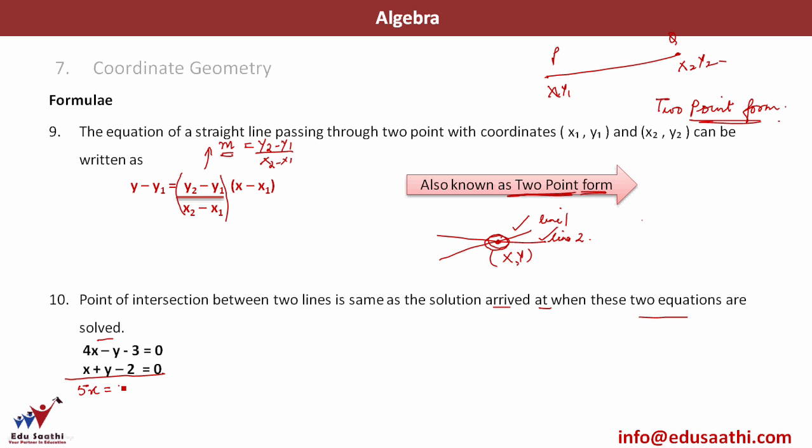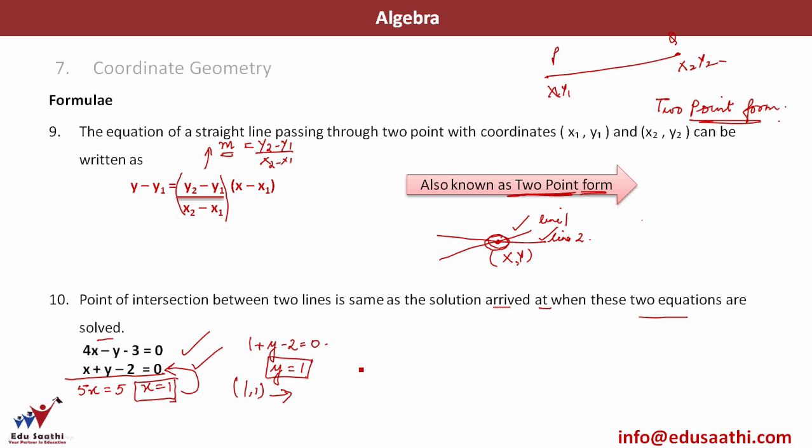5x equals 5, so that means x is equal to 1 is the point of intersection. I put x equal to 1 in any of the equations I like. I'll get 1 plus y minus 2 is equal to 0, or the value of y would come out to be 1. So (1, 1) is one such point which satisfies the equation of line 1 and line 2 simultaneously.